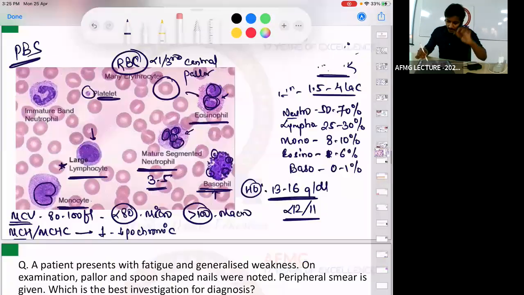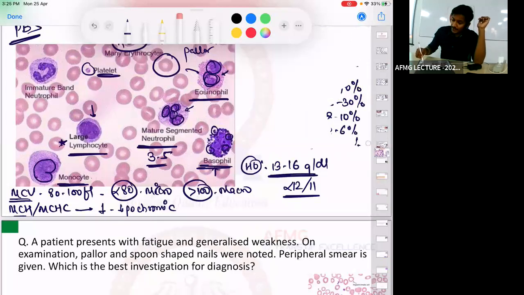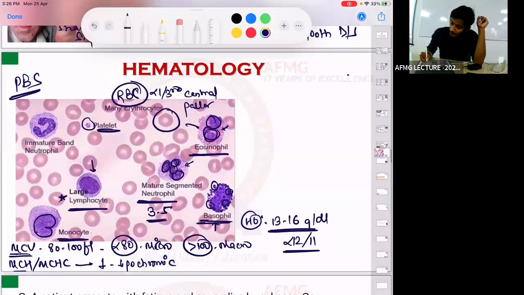Remember the percentages. What is the normal value of MCV? Anybody? 100 to 80 femtoliter. MCH is 27 to 30 picogram. Please remember, 27 to 30 picogram. MCHC is 32 to 36 picogram. Okay? Remember this. Now please tell me quickly.